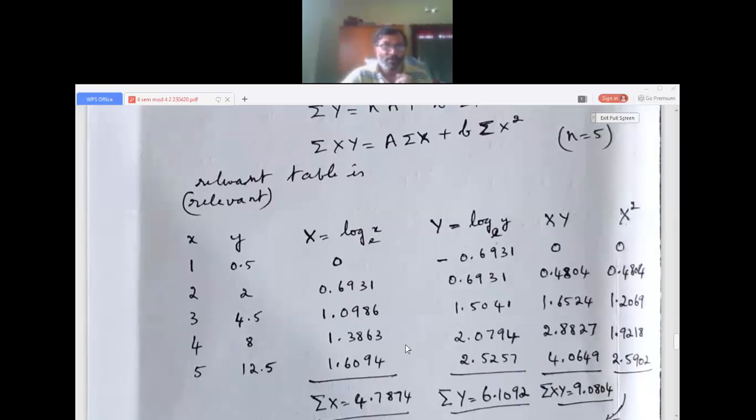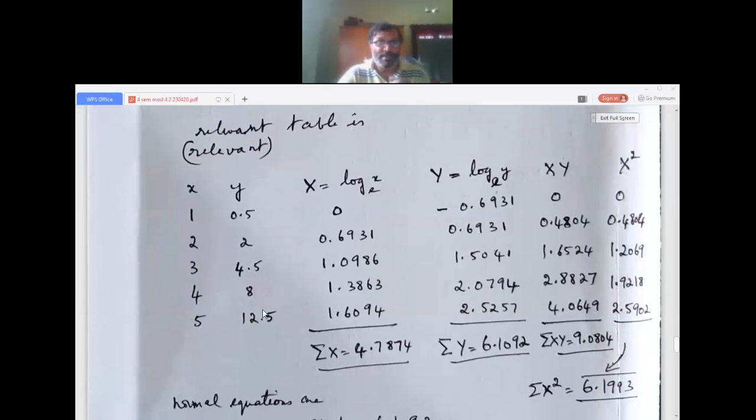So the table: first you write the given inputs of small letter x and small letter y. What happens? You wrote it. Then we find capital X, that is log x base e, that is natural logarithms. Use your calculator.